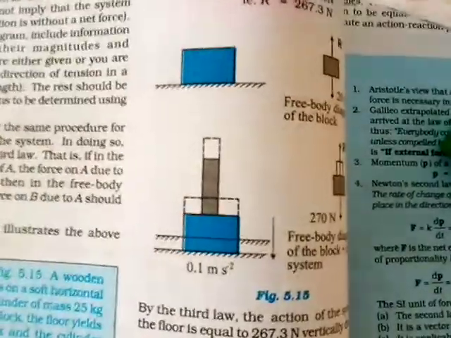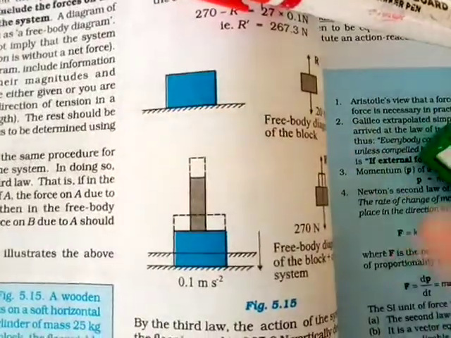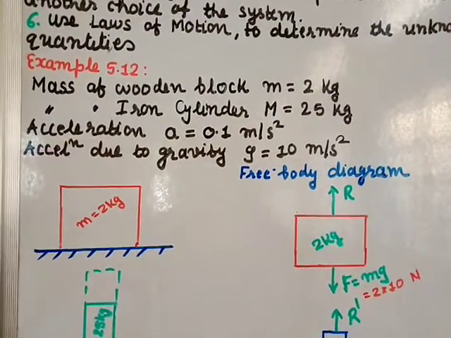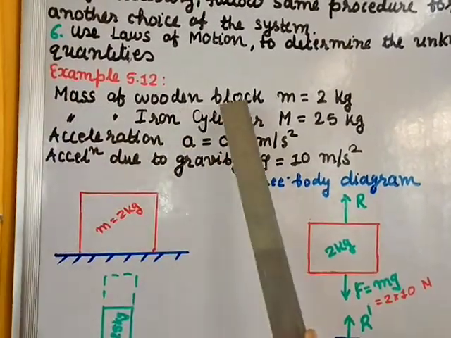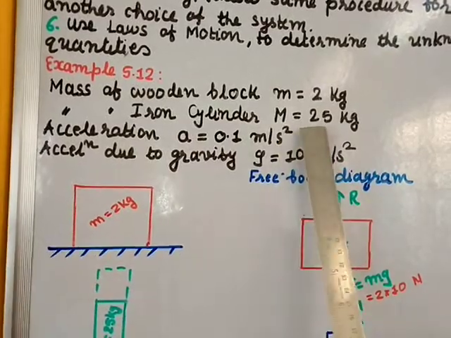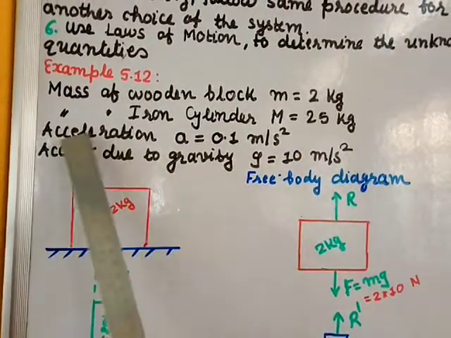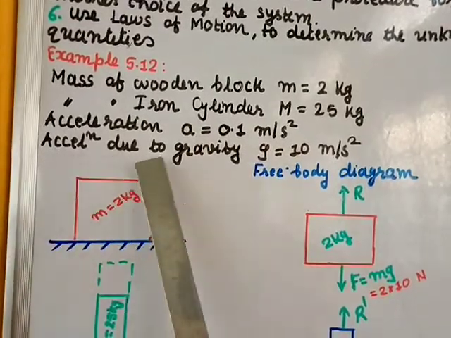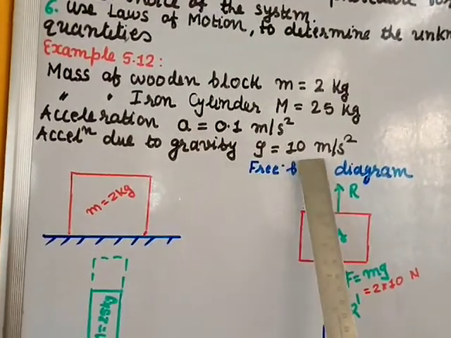This is the diagram and this is the free body diagram. Let us write down the data given in the question. Mass of wooden block m is equal to 2 kg. Mass of iron cylinder capital M is equal to 25 kg. Acceleration a is equal to 0.1 m/s². Acceleration due to gravity g is equal to 10 m/s².